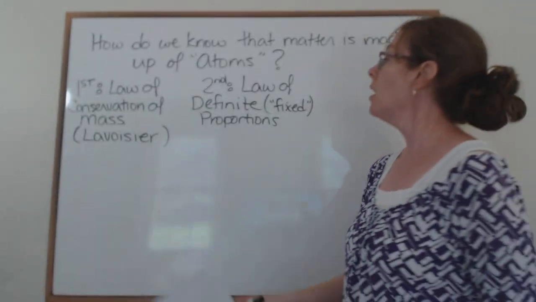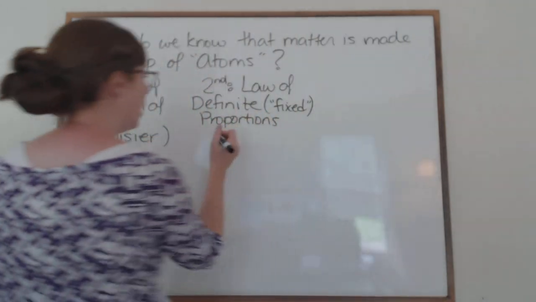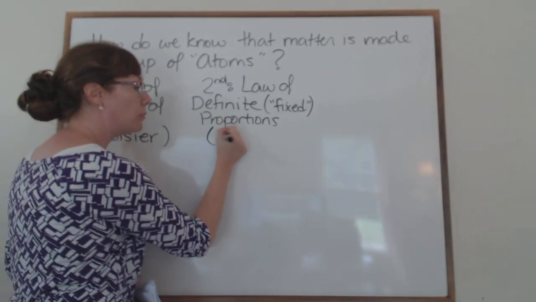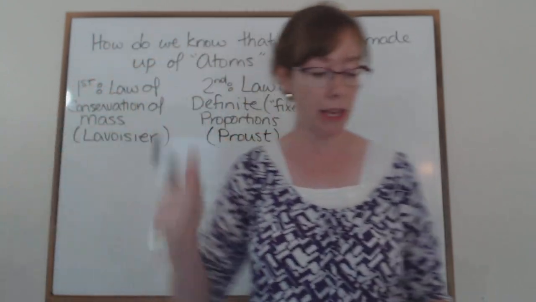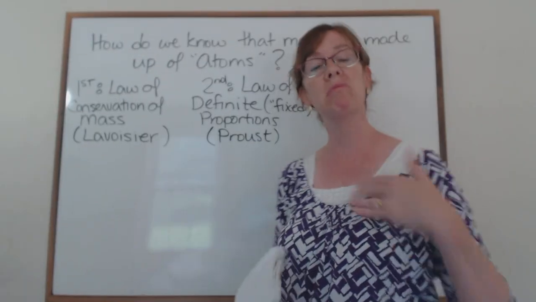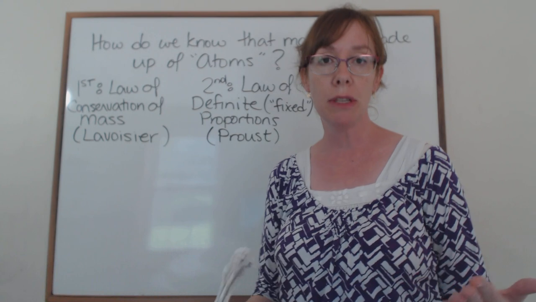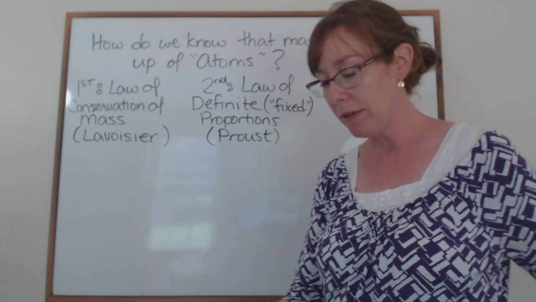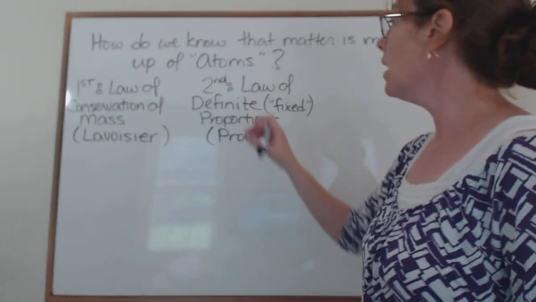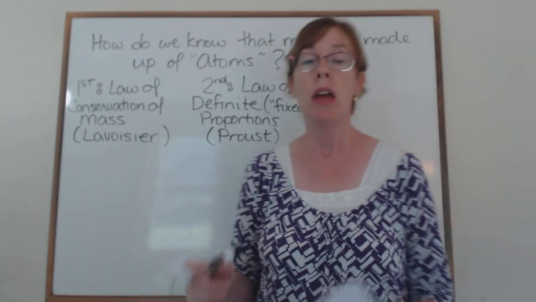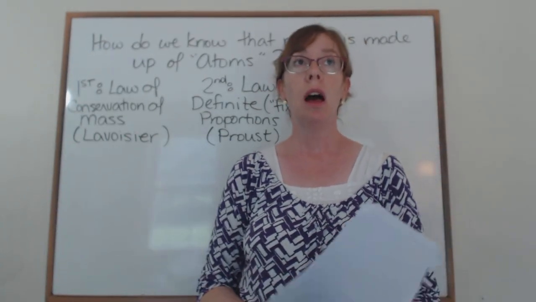first of all, the person who discovered the law of definite proportions was J.J. Proust. These are all very famous chemists in history, so I think it's kind of important when you're taking an introductory chemistry course to learn some of the people who really helped make it happen. Okay, so what did J.J. Proust do?